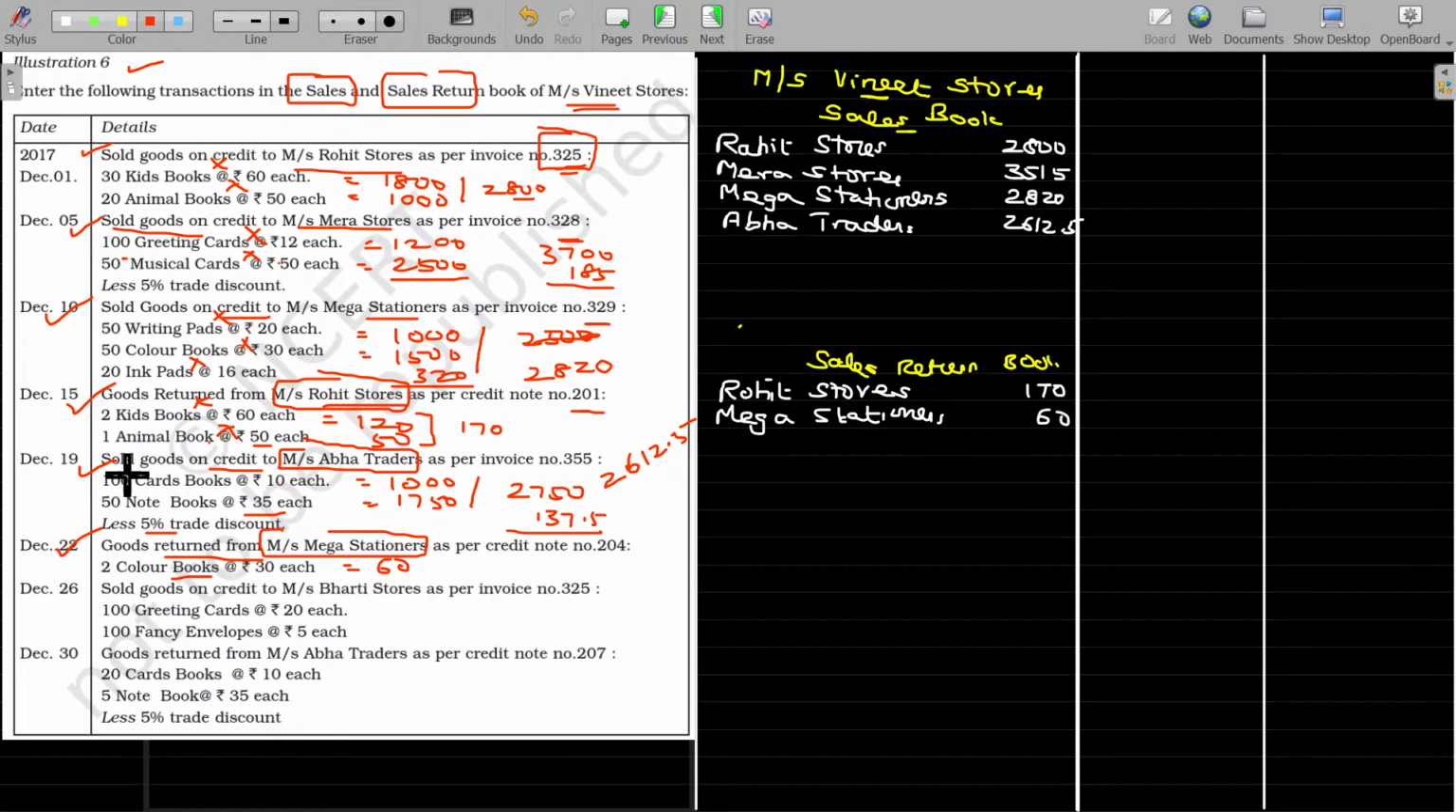On 26th, goods sold on credit to Mrs. Bharati Stores. 100 greeting cards at rupees 20, 2000 rupees. 100 fancy envelopes at rupees 5, 500 rupees. The total being 2500. So, Bharati Stores, this value being 2500.